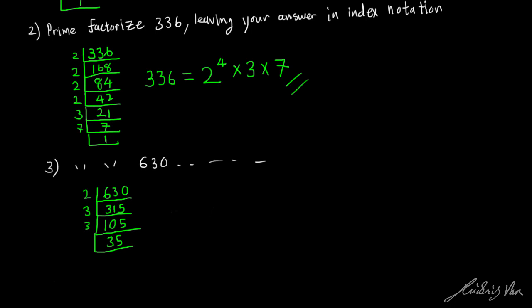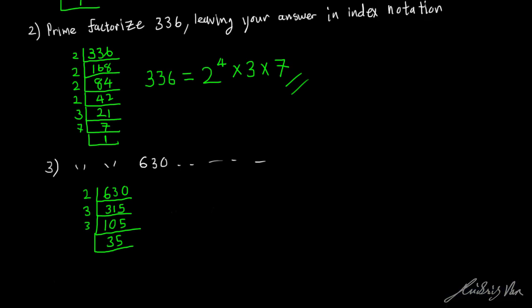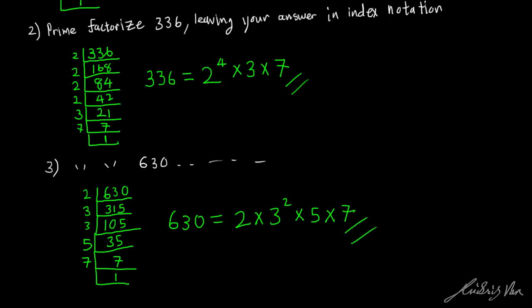If you are unsure, you can always take out your calculator and see. Okay, it's not divisible by 3. We move on to the next prime number, which is 5. So 35 divided by 5 will give us 7. And 7 divided by 7 will give us 1. And we stop here. So 630 in index notation will be 2 times 3 to the power of 2 times 5 times 7. And this will be the answer for this question.